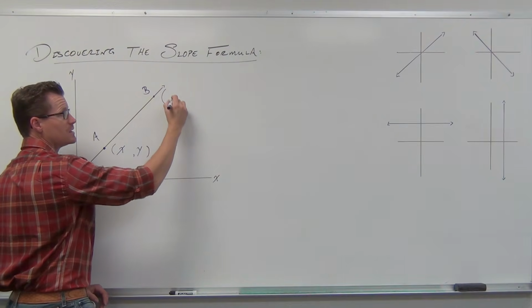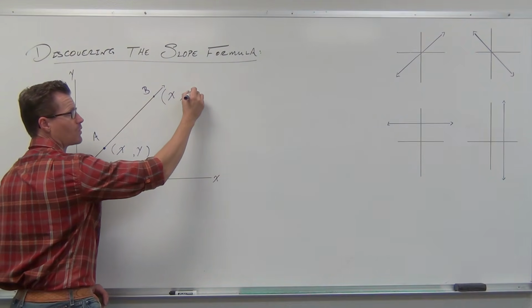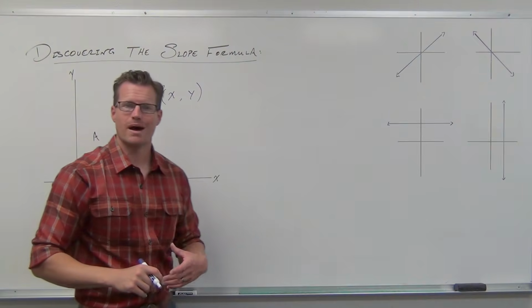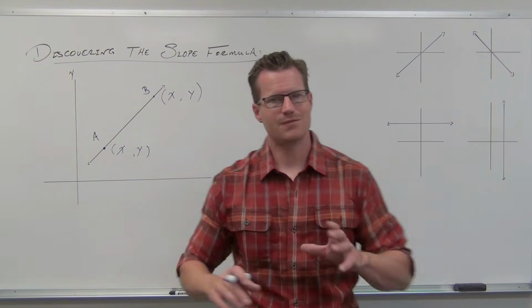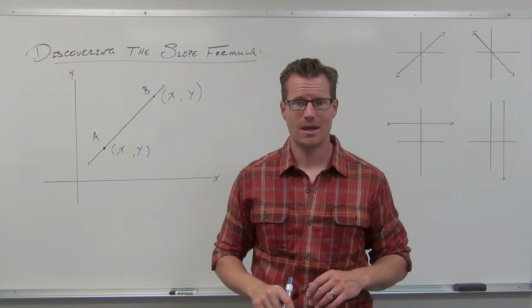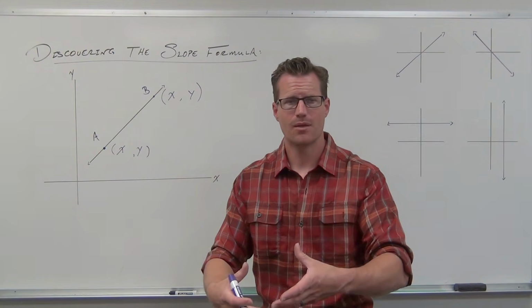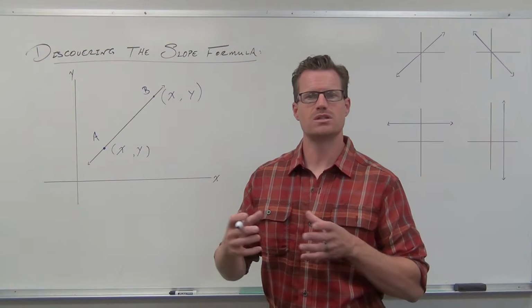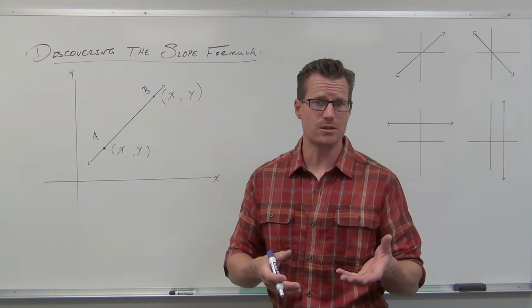And that means B has an X coordinate and a Y coordinate. And right off the bat, you might notice a problem. Because if I say, hey, that's the point XY, and that's the point XY, and I'm talking about 2 different points, that's a problem. Because there's no way to distinguish between the 2 points. Do you see what I'm talking about?